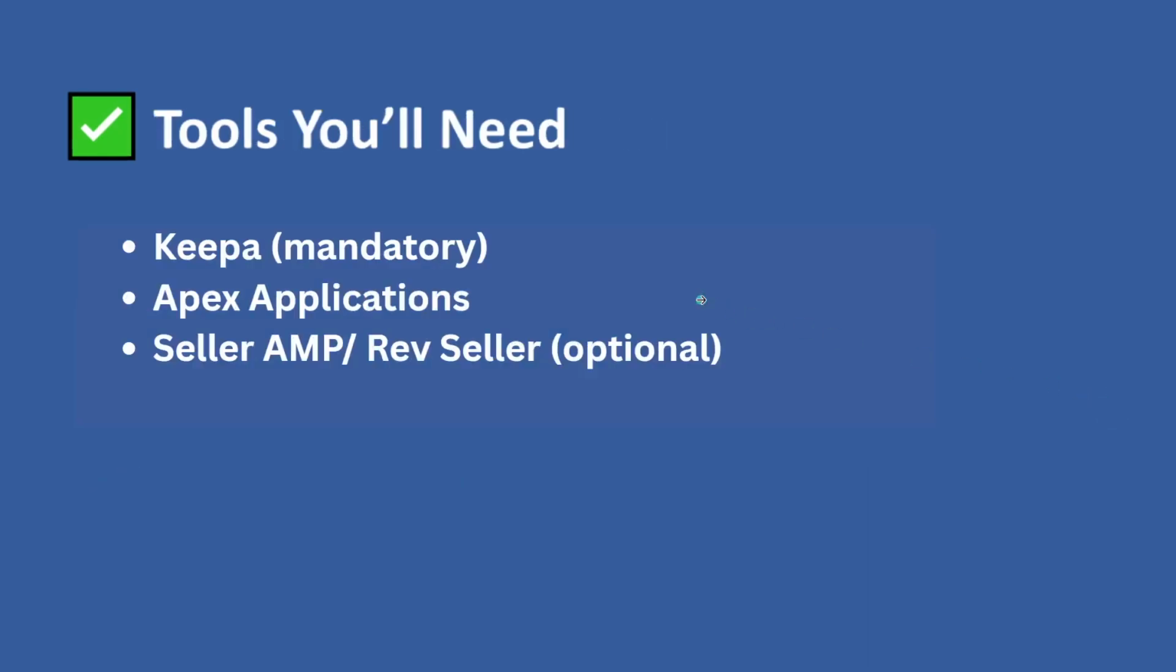Now, the tools that you will need: Keepa is mandatory software that will help you analyze each and every product that you want to sell. It's going to help you track sales trends, buy box price, even competition. Of course, Apex Applications keeps everything organized and has tons of benefits, especially for this business model. And using software like SellerAmp and RevSeller are great extensions to have when you're doing your product research, but this is a preference, not a mandatory application.